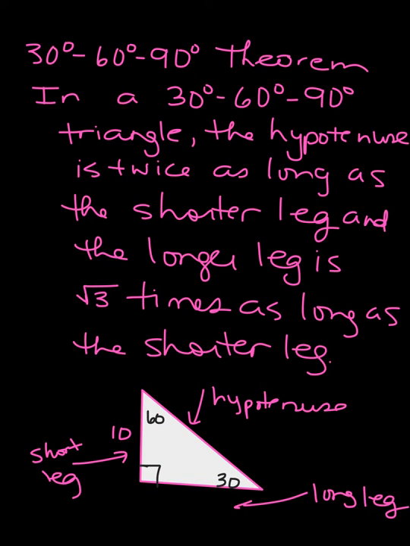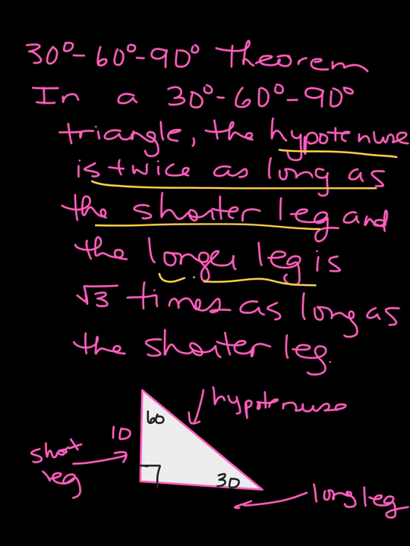Our next theorem is the 30-60-90 theorem, and what that states is, in a 30-60-90 triangle, the hypotenuse is twice as long as the shorter leg. And the longer leg is root 3 times as long as the shorter leg. Again, that 30-60-90 is because the measurements of the angles are 30 degrees, 60 degrees, and 90 degrees.